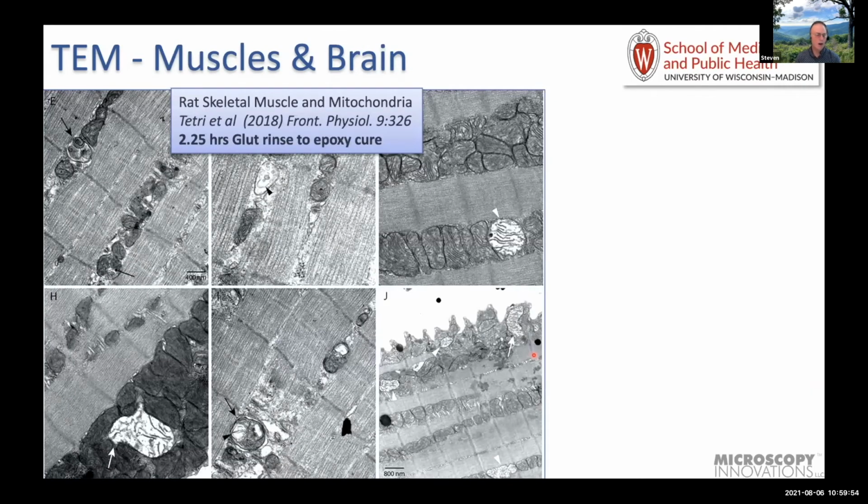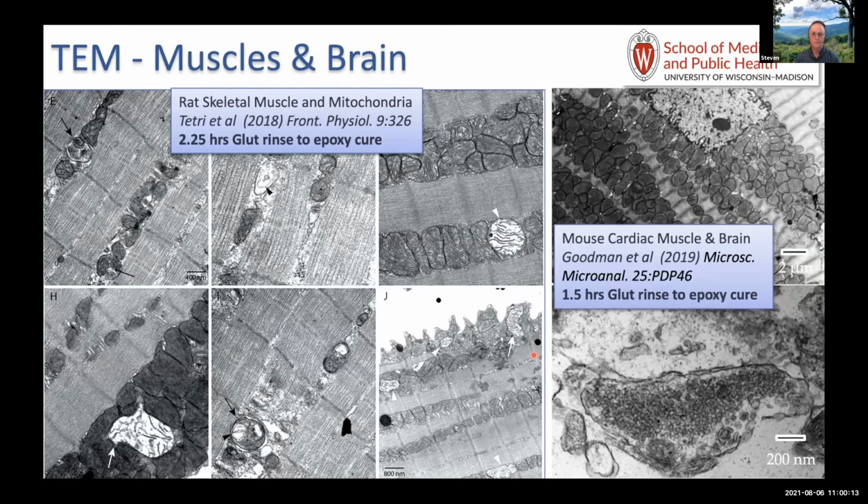Skeletal muscle has also been prepared. This particular study by Tetri et al. was published in Frontiers in Physiology. And we can see they were actually examining altered mitochondrial structure in this particular study. I'll talk a little bit more about that at the end. And here we see cardiac muscle in the upper panel and a brain synapse with lots of synaptic vesicles here, and that was prepared in 1.5 hours.